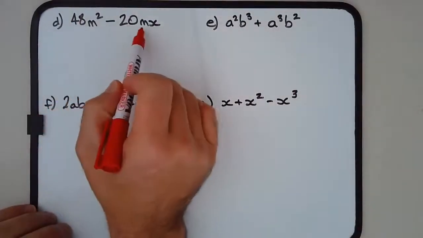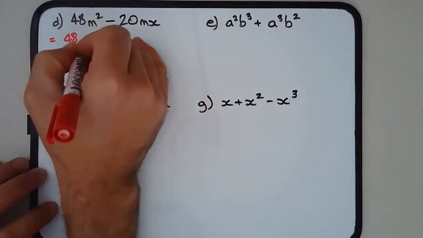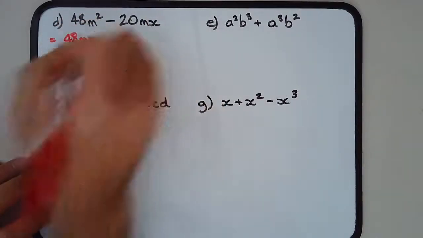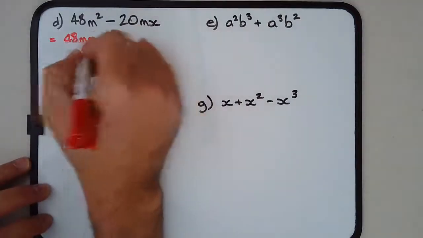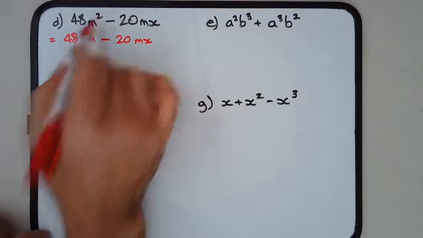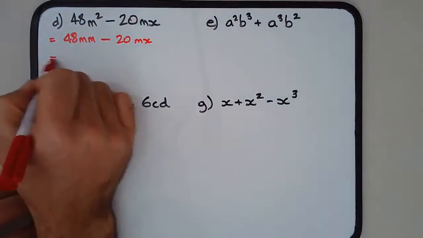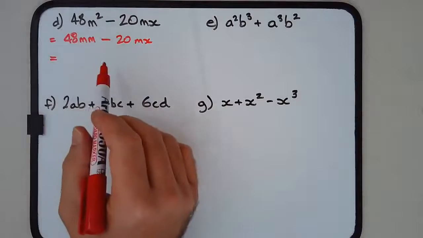48m squared minus 20mx. Now, just to make life a little bit easier for us here, you don't have to do this, but might be a good starting point just to help you understand the process here. 48mm minus 20mx. Remember, m times m is m squared. Now, let's take out the highest common factor. So between 48 and 20.